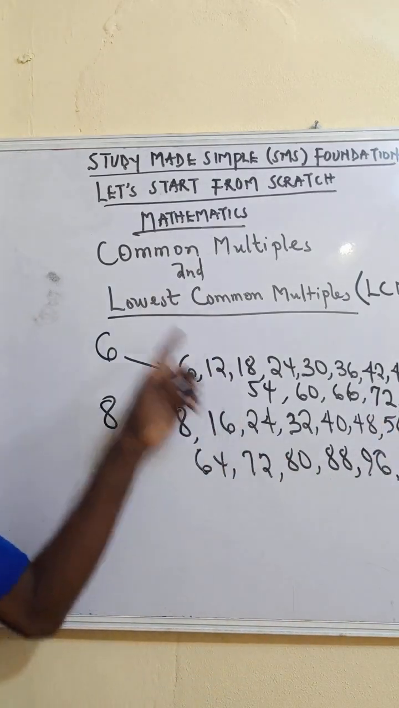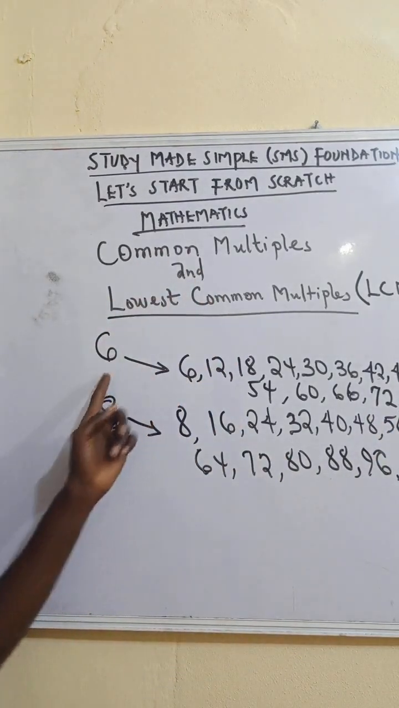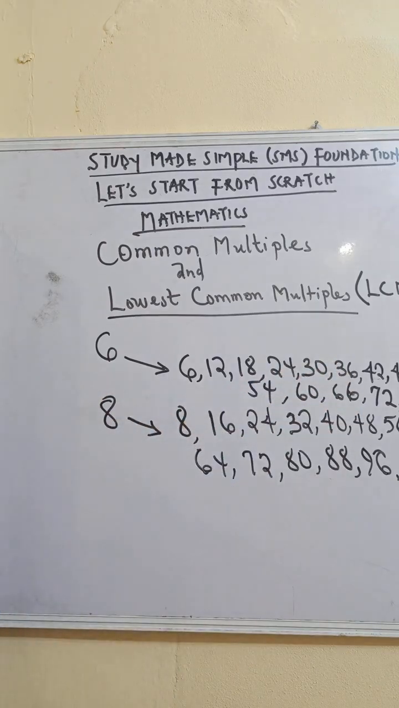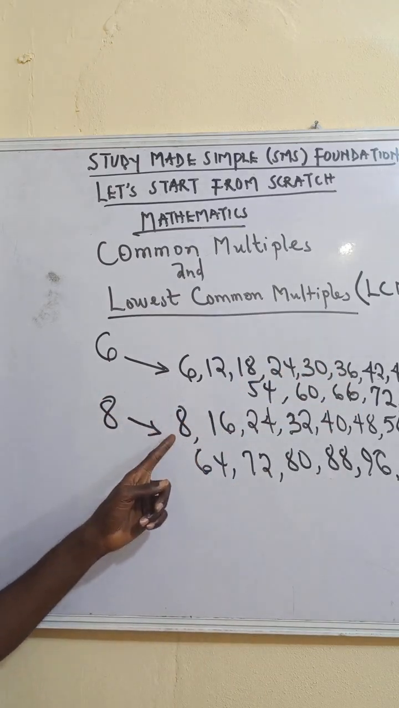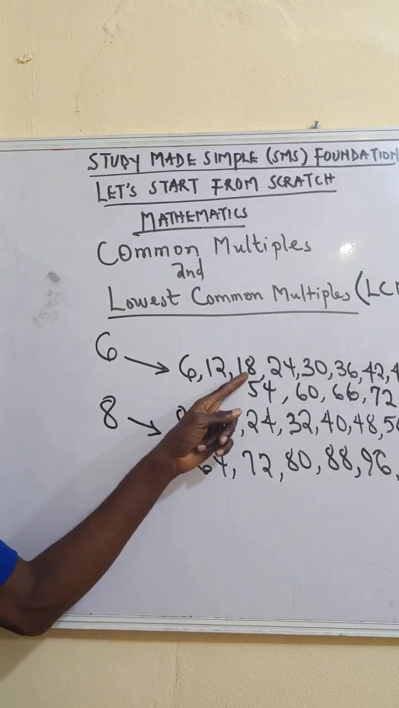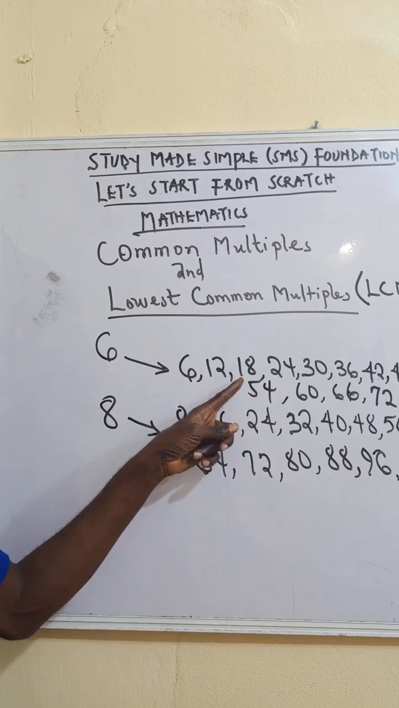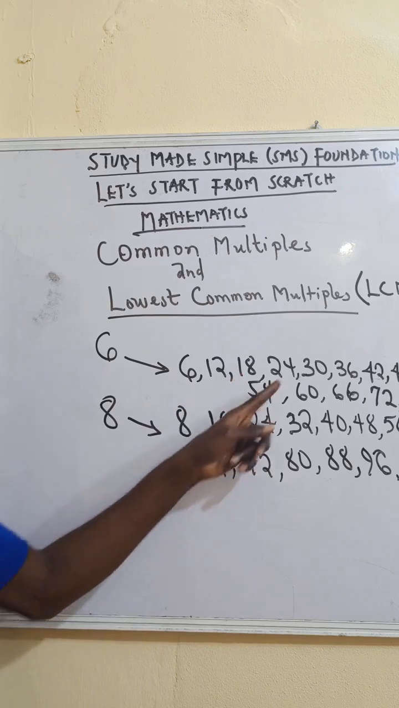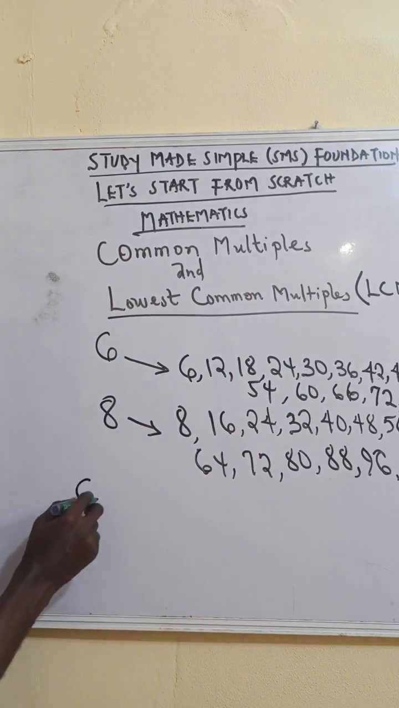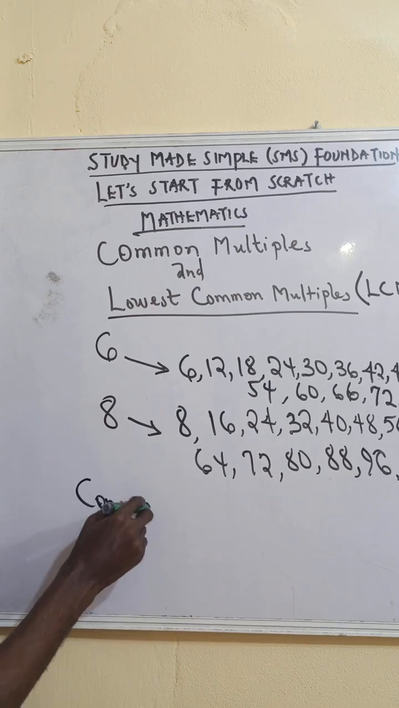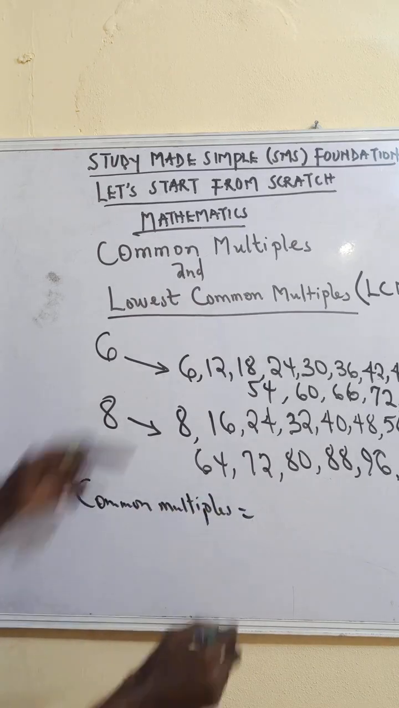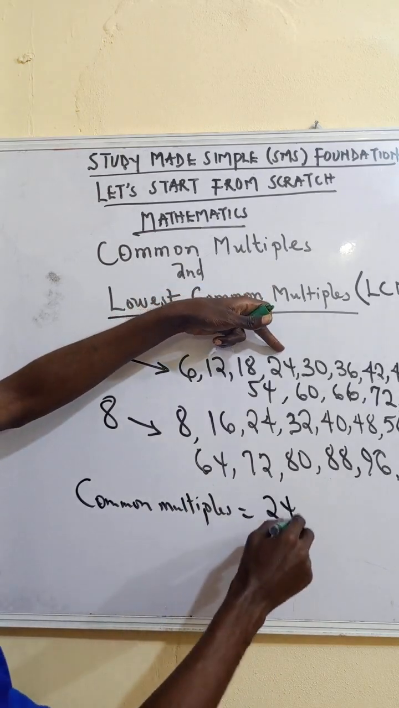But what are the common multiples between 8 and 6? Let's check. 6 is here but not here. 12 is here but not here. 18 is here, not also here. 24 is here and here. So the first common multiple is 24.